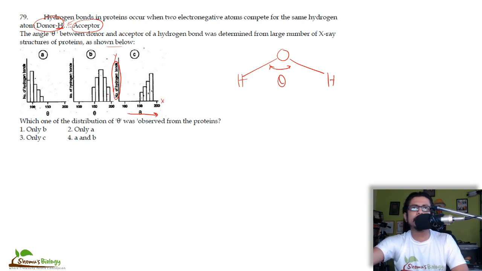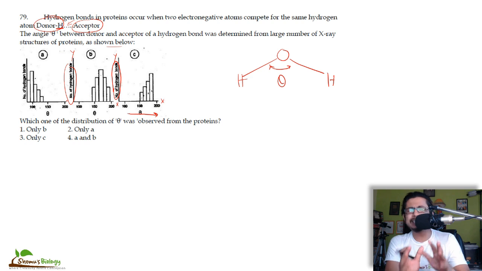Okay, so this is the data set that is given, and by looking at this data set we need to find out which among these three graphs represents the correct arrangement of theta. The angle theta between donor and acceptor of the hydrogen bond was determined, and what we are seeing here is that the angle is written on the x-axis, from 100 to 200, and the number of hydrogen bonds is based on how many degrees of angle are created. So what they want to know is the relation between the degree of the angle and the number of hydrogen bonds.